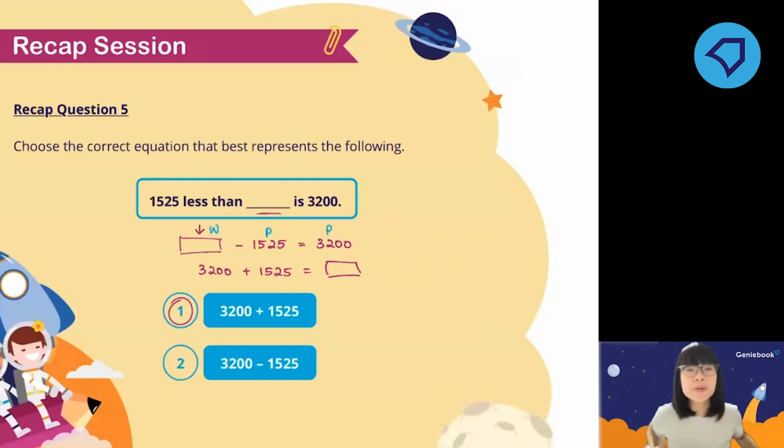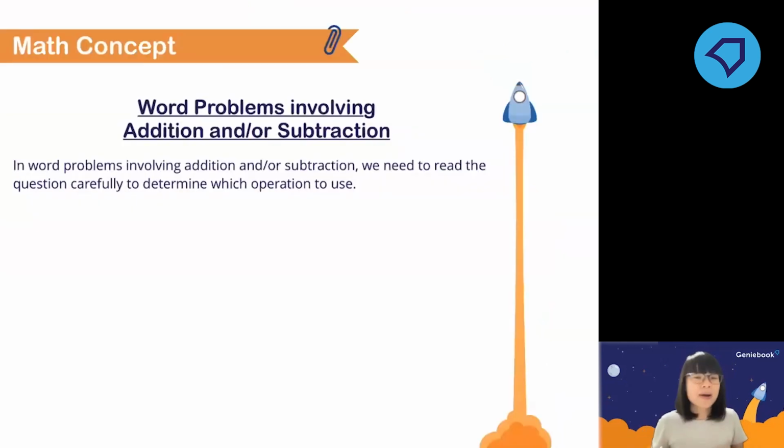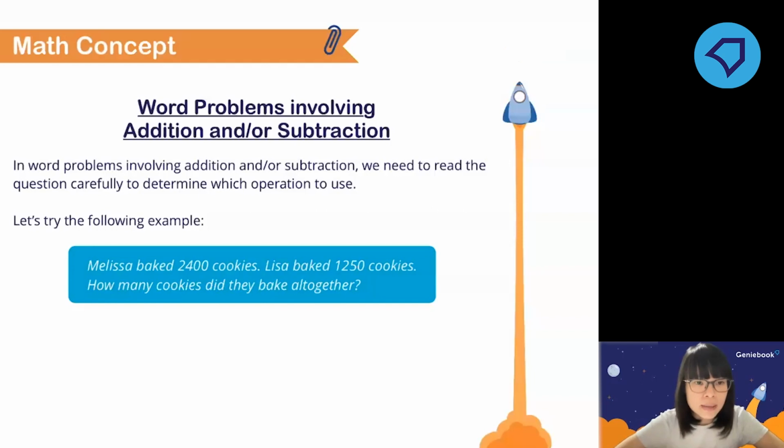No question. Then we are going to go on to our word problems today. And I hope that it's not too difficult. Okay, so let's take a look at word problems involving addition and or subtraction. So in word problems involving addition and or subtraction, we need to read the question carefully to determine which operation to use. Operation just means whether you need to do plus or minus. So let's try the following example.